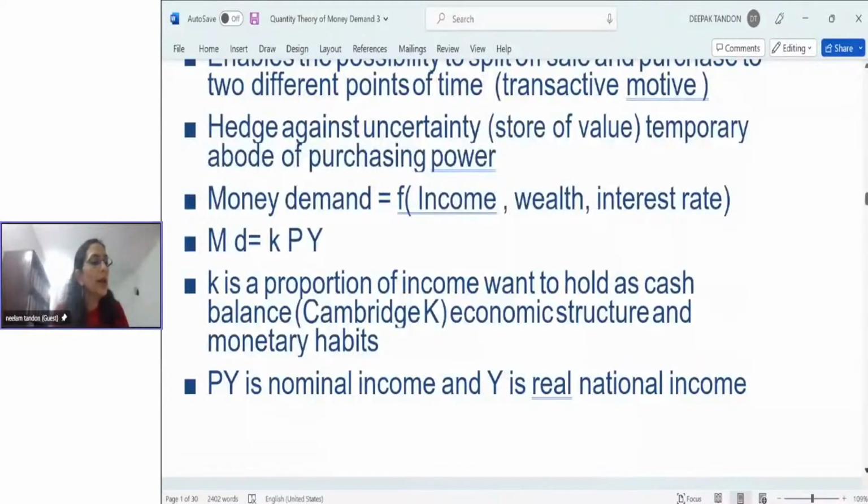Aditya is saying keep more cash. Absolutely, that is a higher value of K. Because you see, Aditya, cash is the numerator. So the higher the cash component, the higher will be the K value. Yes.